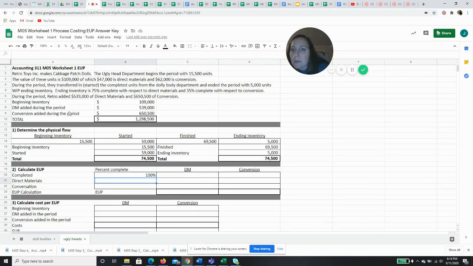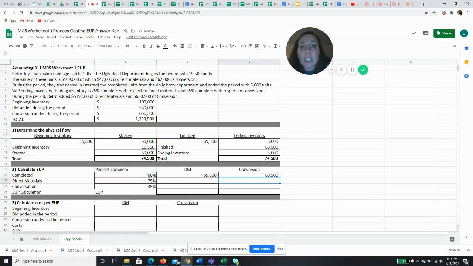All right. Our direct materials, so it says ending inventory is 75% complete with respect to direct materials. I'll add that here. And it says that it's 35% complete with respect to conversion. So I'll add that on the conversion line. All right. So to calculate my EUP for completed or finished, I'm going to multiply my finished number of units times the percentage complete. In this case, it's 100%. So I have EUP of 69,500. I'm going to do the same with conversion, multiply finished units by the percentage complete.